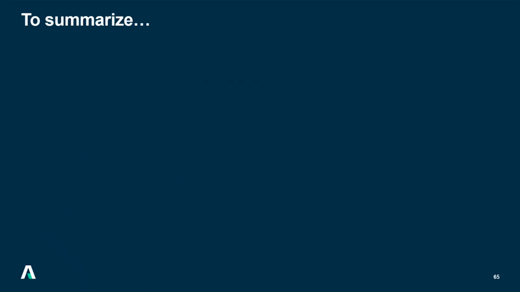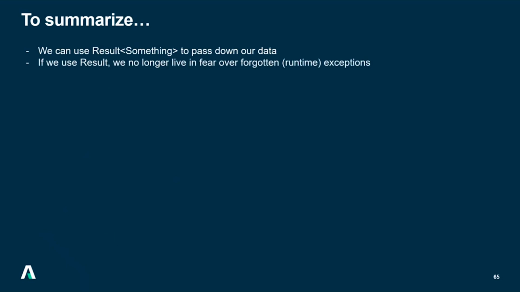So to summarize, I talk much faster than I thought I would. We can and we should use result to pass down our data. I have to say, it doesn't need to be result, this particular Kotlin class. I would just suggest something else that you know works or that you create yourself and therefore you know it works.